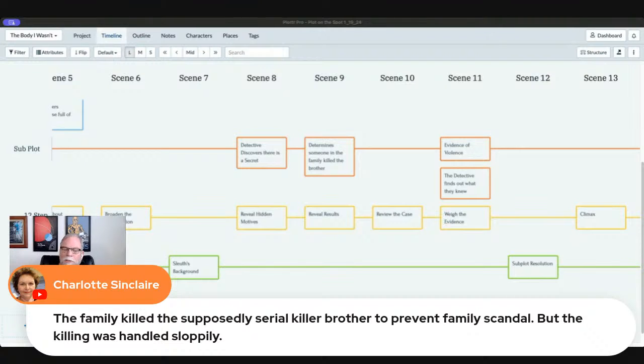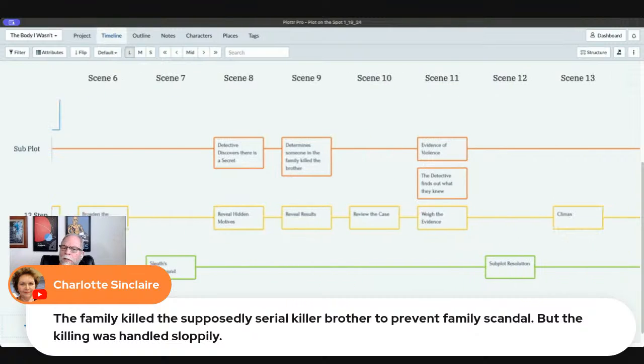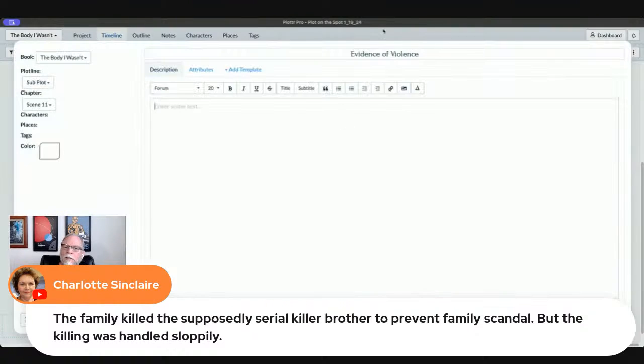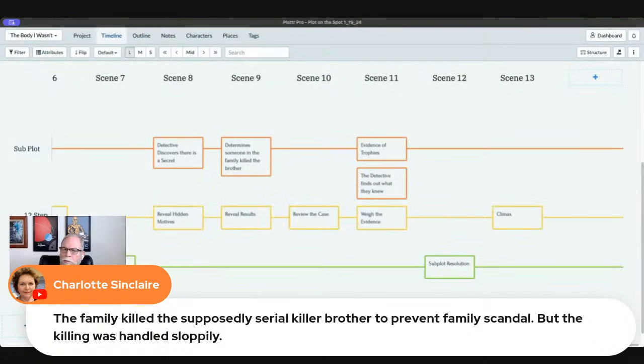Now that is another way that if we go back to how he discovered stuff, the evidence of violence, instead we say the evidence of trophies. The detective discovers what the killer took. Now, what this can do is this creates a really cool clue that we can drop back here somewhere. Anybody have an idea what that might be?